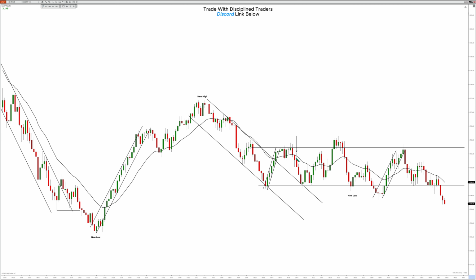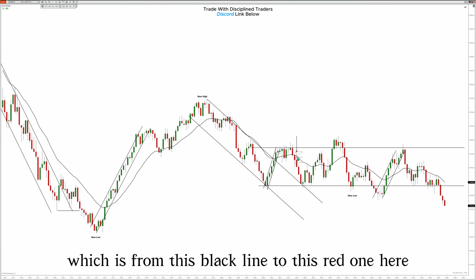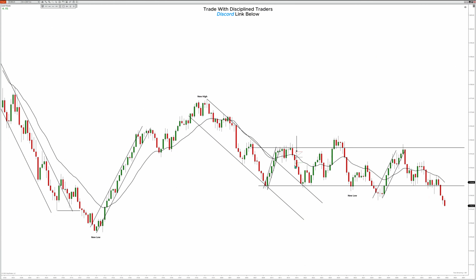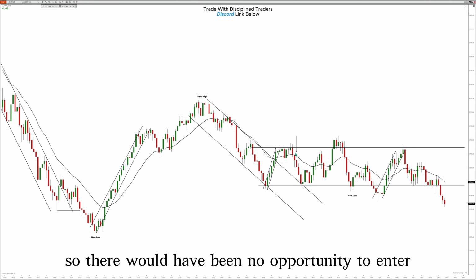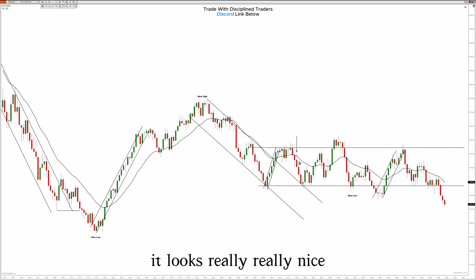Pretty decent trade. It's a very big bar. You can see I normally risk 8 ticks, which is from this black line to this red one here. So there would have been no opportunity to enter regardless, but contextually and visually it looks really, really nice. And you could have caught that to the attempt for the new low.